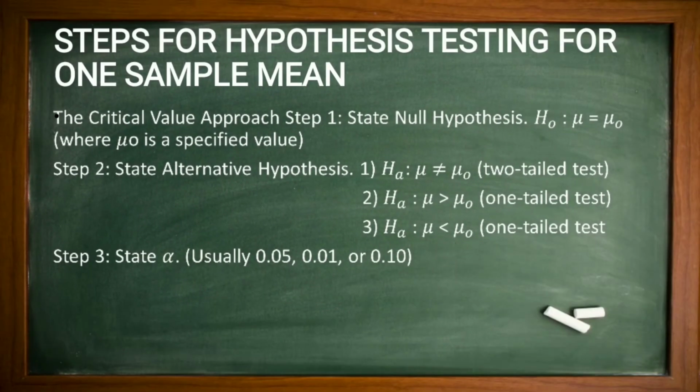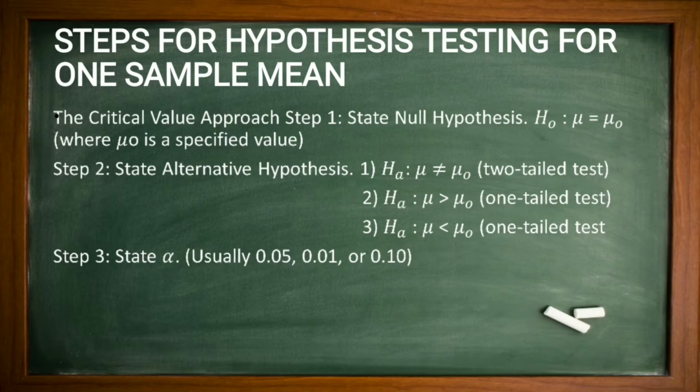Okay, let's proceed to the steps for hypothesis testing for one sample mean. As I have said earlier, we have two approaches in conducting our hypothesis testing. Here we have the critical value approach. We have 7 steps. So let's start. We have step 1, state the null hypothesis.